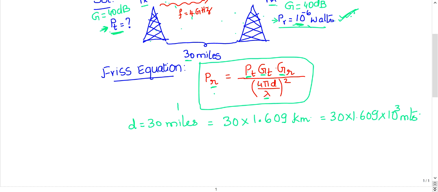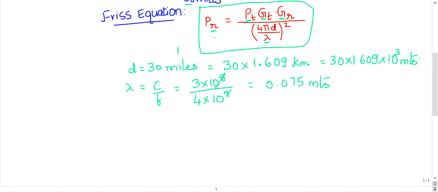Next, we need to calculate lambda. C equals F lambda, so lambda is nothing but C by F. This is one more formula we have studied from our childhood. C is the velocity of light in air, 3 into 10 power 8, divided by the frequency. The frequency is 4 gigahertz, already given, 4 into giga, and giga is 10 power 9. So this will become 0.075 meters.